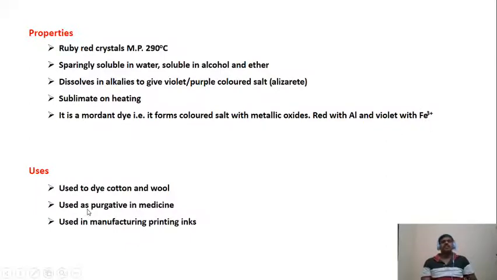What are the uses of alizarin? Alizarin is used to dye cotton and wool. It is used as a purgative in medicine. So what is a purgative? You have to tell me by searching. Then it is used in manufacturing printing inks. Whatever inks are present in printing presses can be manufactured using alizarin.